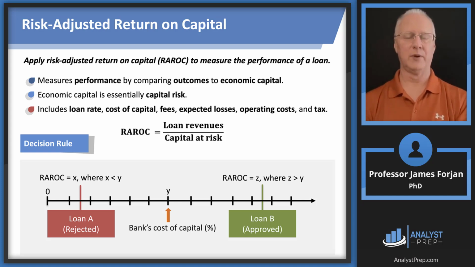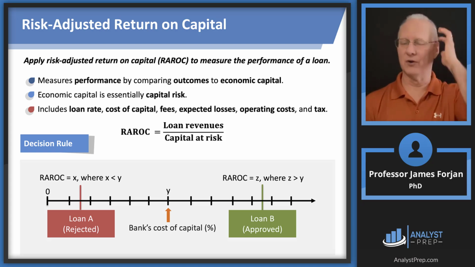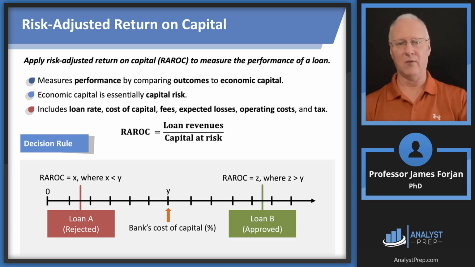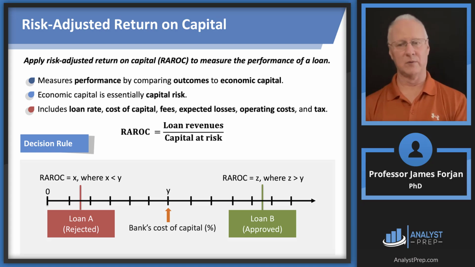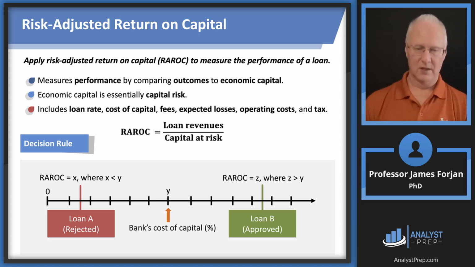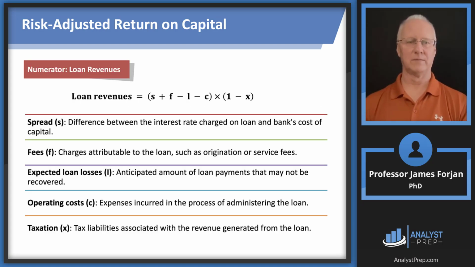I'll do a quick example in just a second, but this is really just the simple old capital budgeting internal rate of return model that we used way back in the old days. So we're going to reject a loan when the risk-adjusted rate of return is less than the cost of capital. We'll approve it if it's greater than that bank's cost of capital.